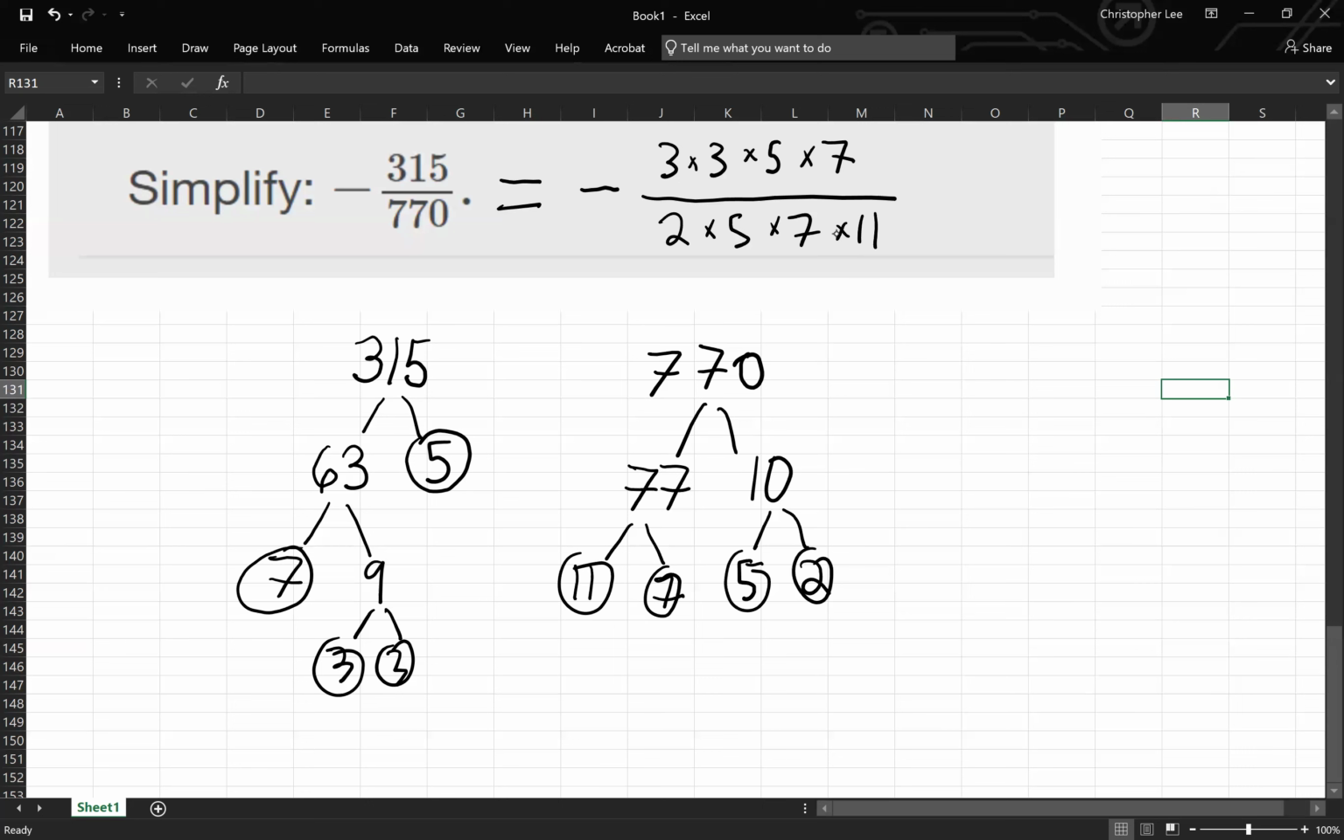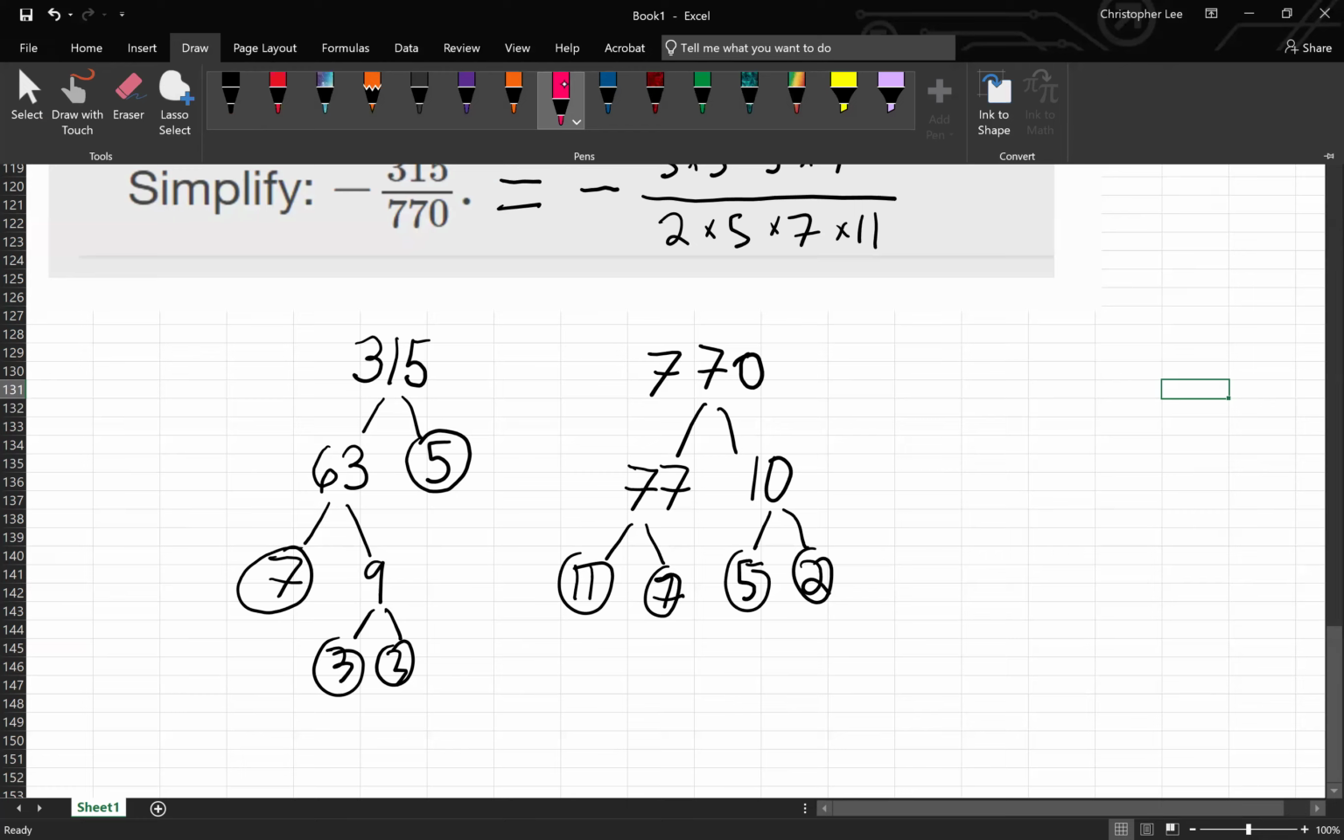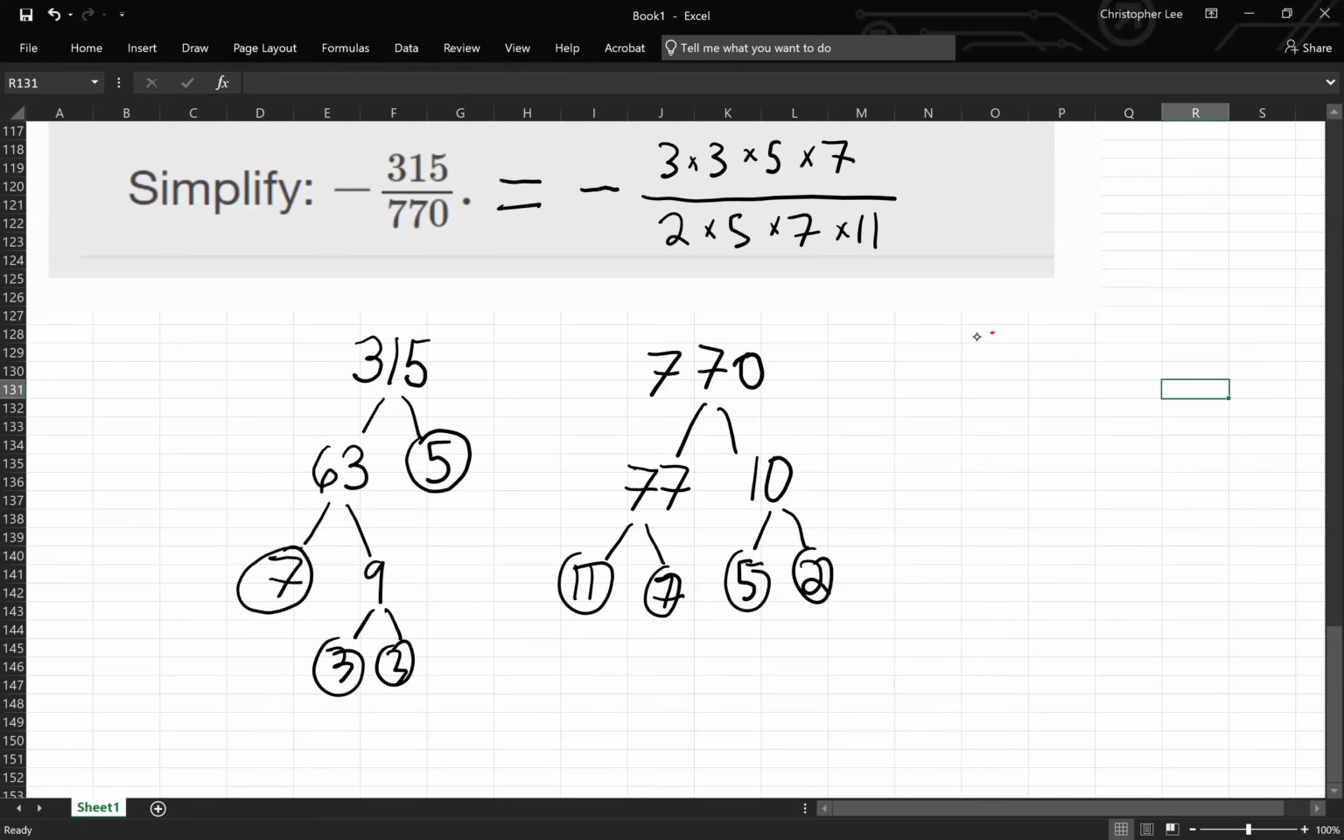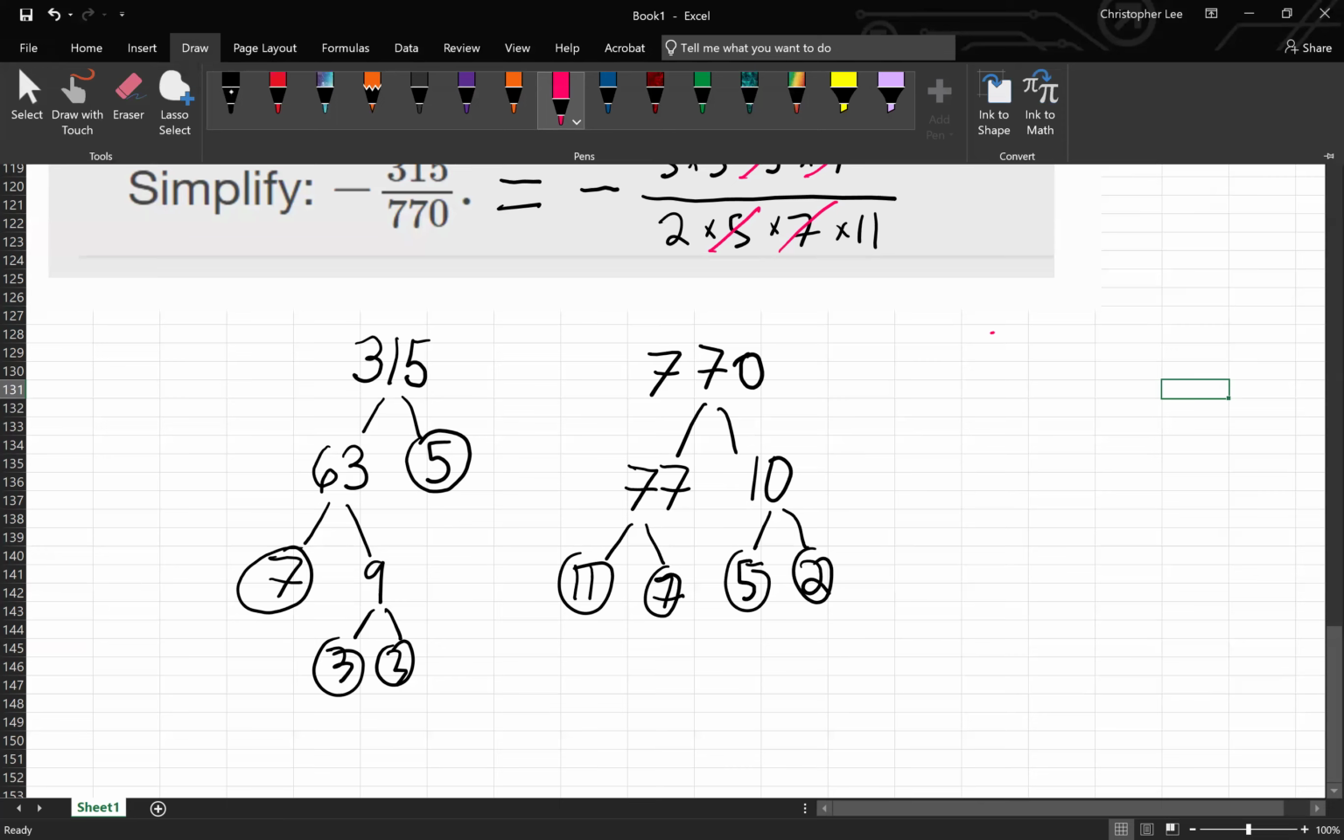So what do you got to do after that? Just cross out the like terms. All right. So what is on the top and the bottom that are the same numbers? Tell me. So I heard 5 and 7. That's it. Right? So now put it all together.